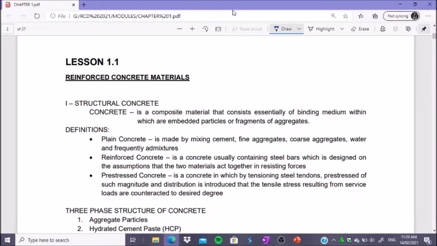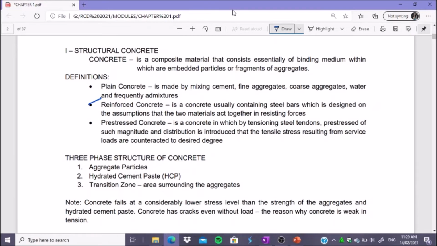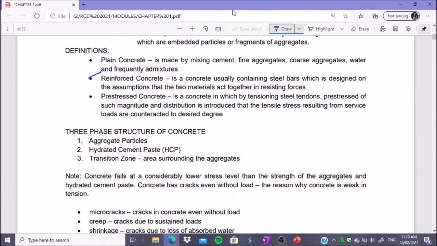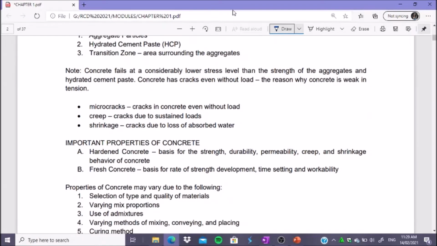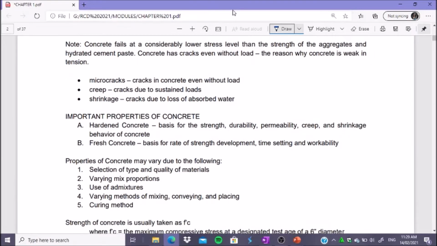So reinforced concrete. The others are not really important. So you have to study that. And to make it short, we have here the properties of concrete. These may vary depending on the following: the selection of type and quality of materials, varying mix proportions, the use of admixtures, varying methods of mixing, conveying and placing, and the curing method.